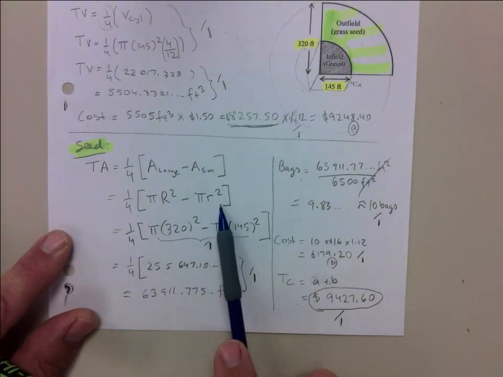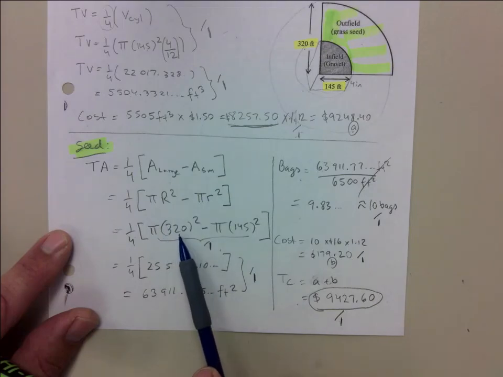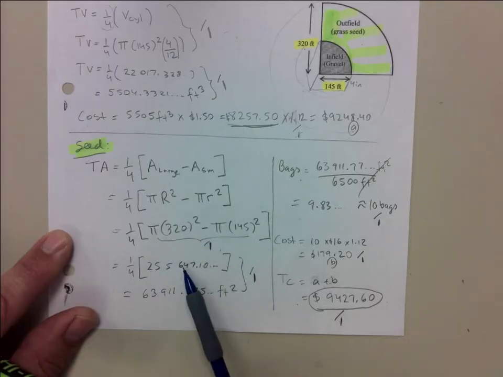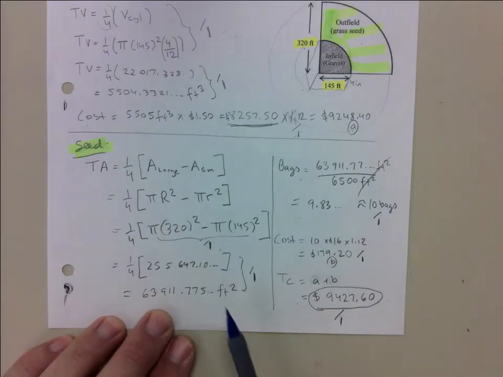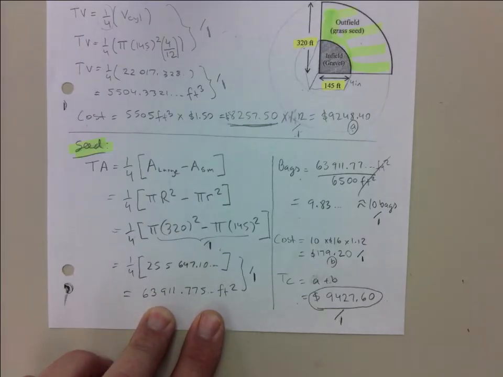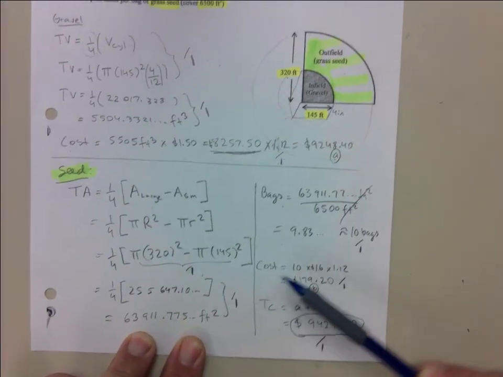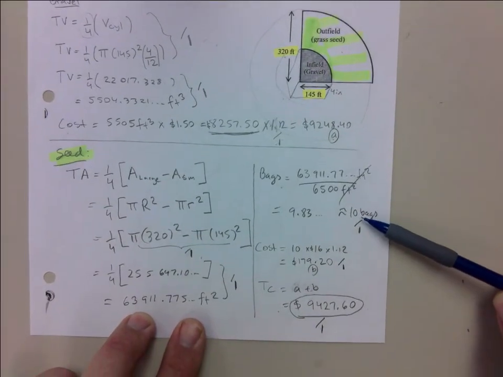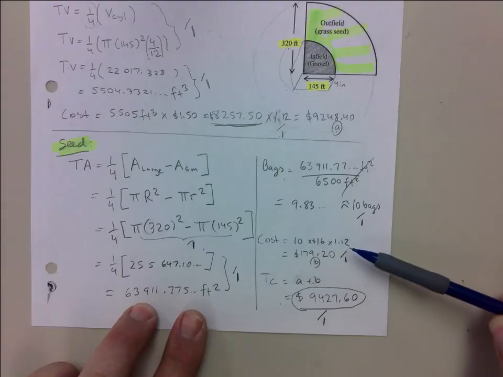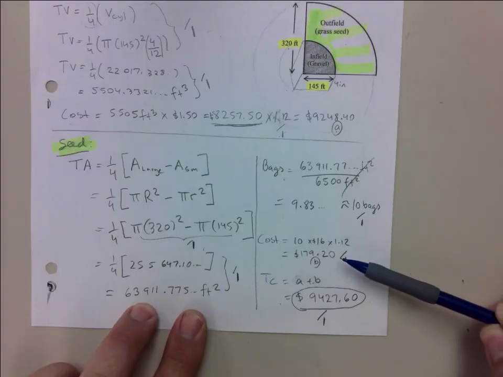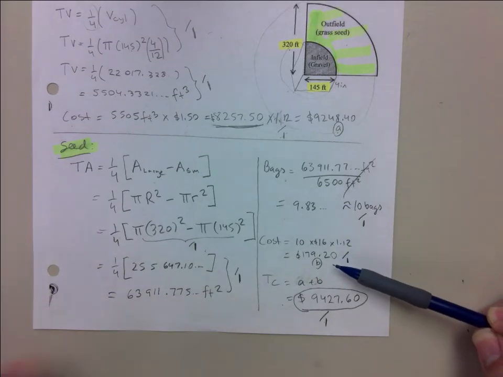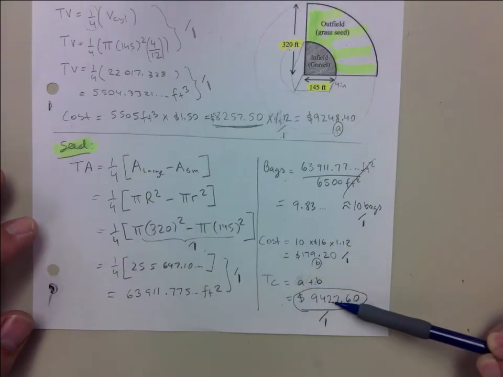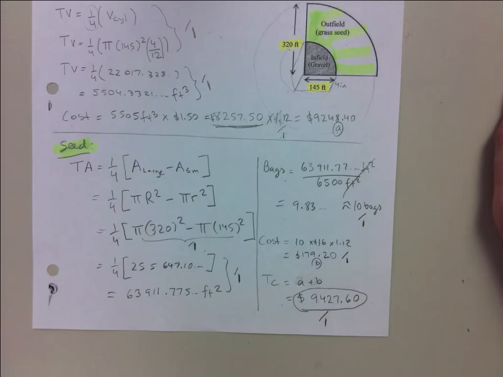And so we just plug in. The radius of the large one is 320. The radius of the small one is 145. You square that. You quarter it, and you are in square feet, right? It's just surface being covered. Then I figure out how many bags I need, as one bag covers 6,500 square feet. I need 10 bags. Then you just go ahead and multiply. That's very cheap but this is already an older question. And we add A and B up to get our grand total, which is 9427.60.